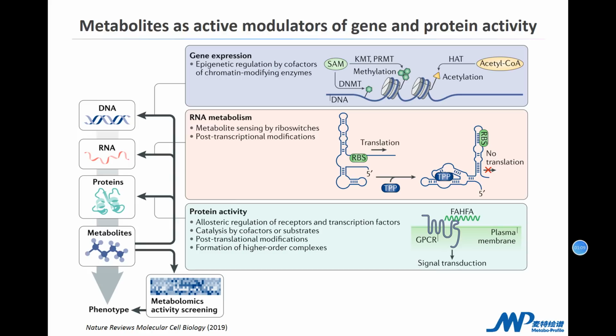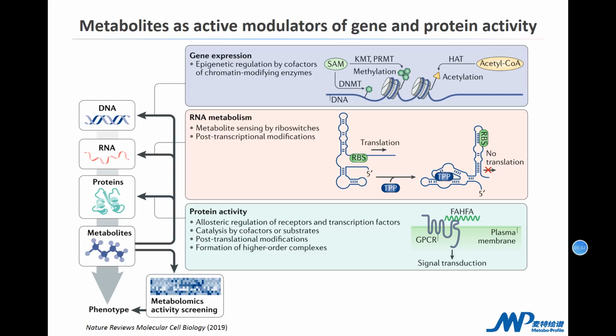On one hand, metabolites provide materials and energy for upstream macromolecules, like amino acids for proteins, nucleotides for genes. On the other hand, metabolites interact with upstream macromolecules to regulate body phenotype.